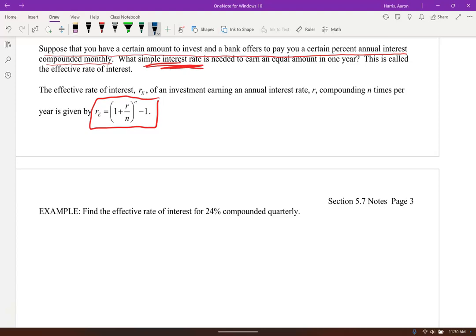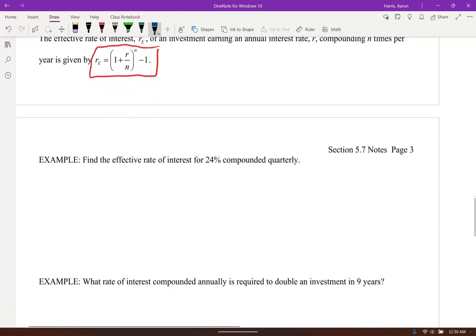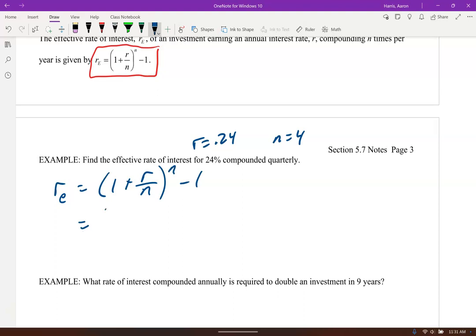And that's a great way to compare them. In fact, we could have done this on the last problem: we could have just figured out the effective interest rate and compared the two. So that's another way to do that. But let's go ahead and do it here. If you have 24% compounded quarterly, 4 times a year, what's your effective interest rate? The formula is (1 + r/n)^n minus 1. Here it is. So let's figure it out.